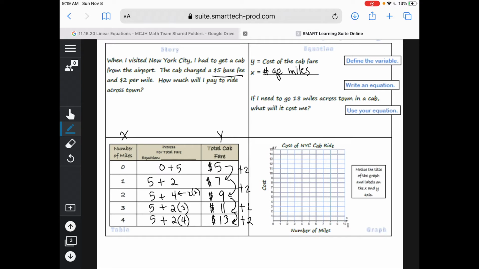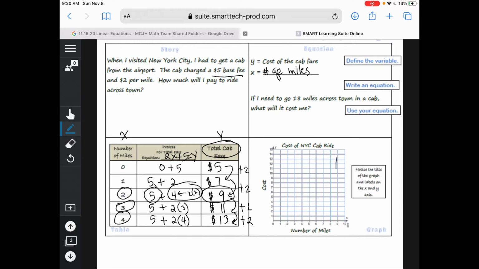So we can write our equation as 2x, 2 times the x, which is 2 times 2 for this one. We did 2 times 3 for this one, and 2 times 4 for this one, plus the base fee of $5. Now, when you write an equation, you have to have y in it. Remember, y is the total cab fare. Well, we did 2 times the number of miles plus 5 for the base fee equals the total cab fare, which is y. So we put equals y, or you can even put y equals 2x plus 5.